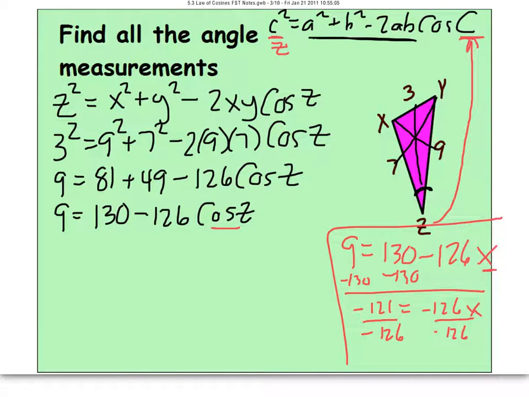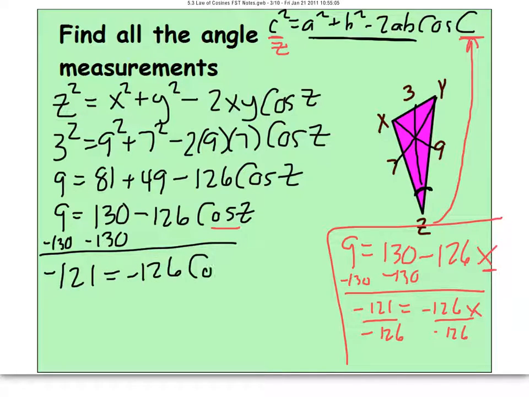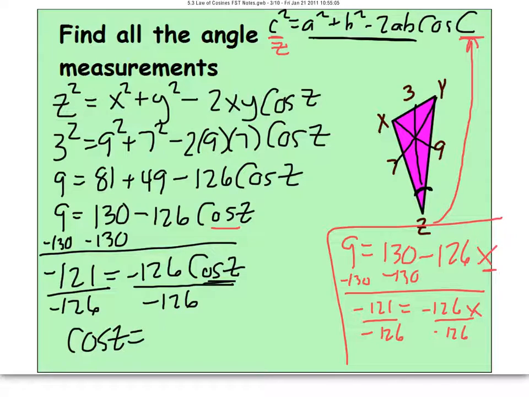I'm going to move the 130 by subtracting 130 from both sides. Gives me a negative 121. Leaves me with this on the right. To get cosine of Z by itself, I need to get rid of the multiplying by negative 126, and I divide by negative 126. So that's going to leave me with the cosine of Z is equal to 0.96.